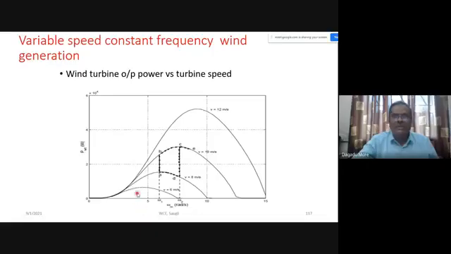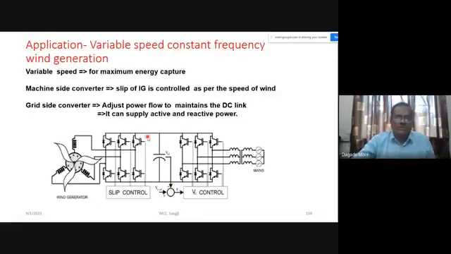So if you see it here, when wind speed is 6 meters per second, we have to operate here. When it is 8, we operate at point A. When it is 10, we operate at point C. And similarly here for 12 meters per second. It means our wind turbine speed has to change so that we can capture the maximum power from this.